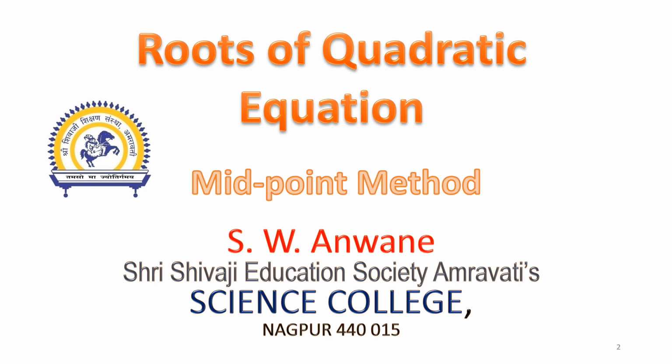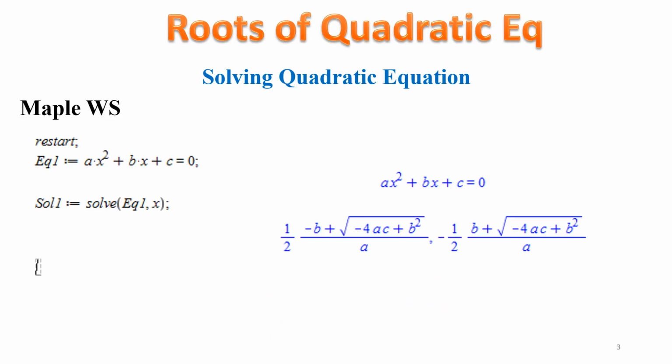So here we go. Now let us suppose that we have a quadratic equation of the form ax square plus bx plus c equal to 0. In Maple, you can write a command, solve equation 1 for x, and you can obtain the two roots which we learned somewhere in middle school. It is minus b plus minus under root of b square minus 4ac upon twice a.